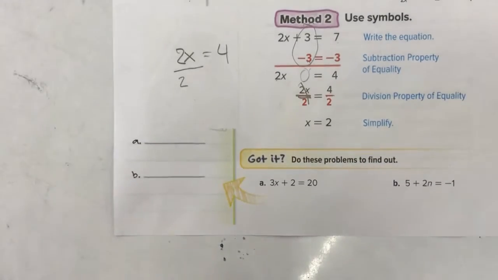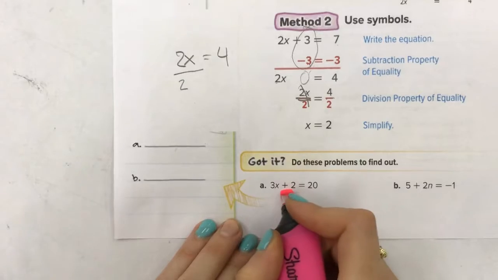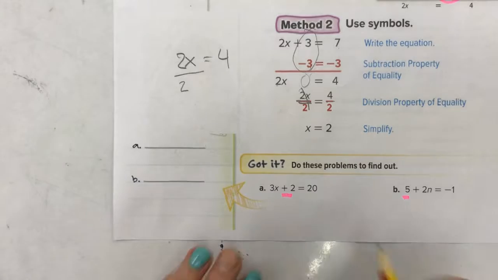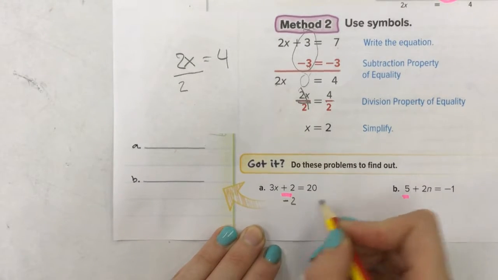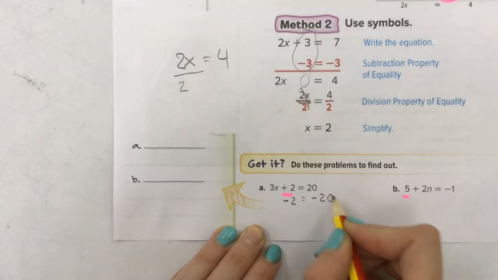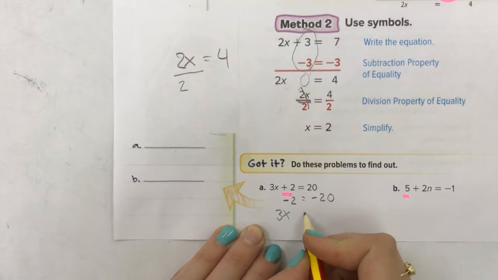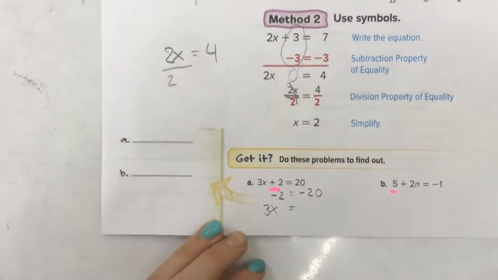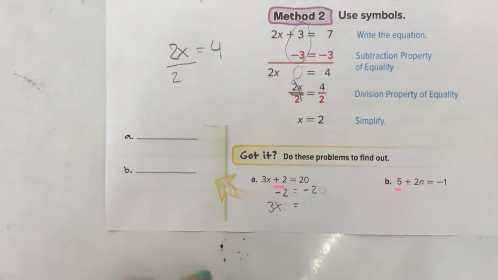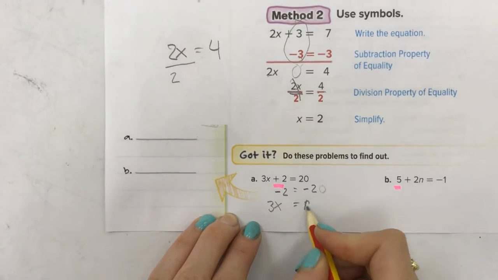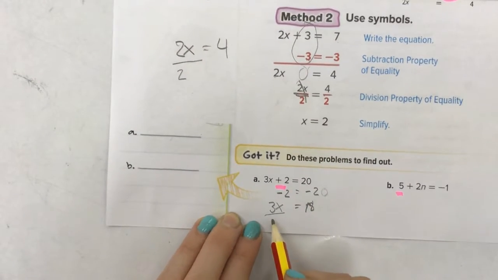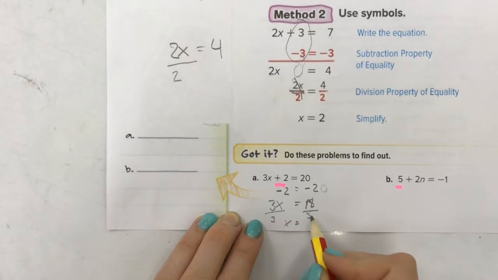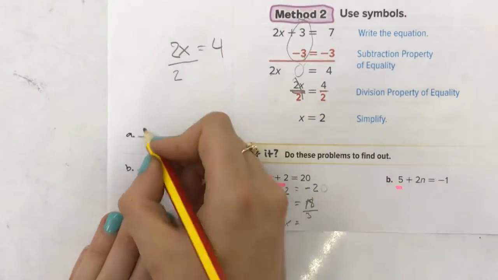Okay, so when you're doing this on your own, start with the add 2 and start with the 5. So that's the way you're going to start. You want to subtract 2 and subtract 2, which is going to leave you with 3x equals, subtract 2, not 20, sorry. Subtract 2, just leaves you with 18. And then you can solve by dividing by 3, divide by 3. So x equals, and then write your answer here.